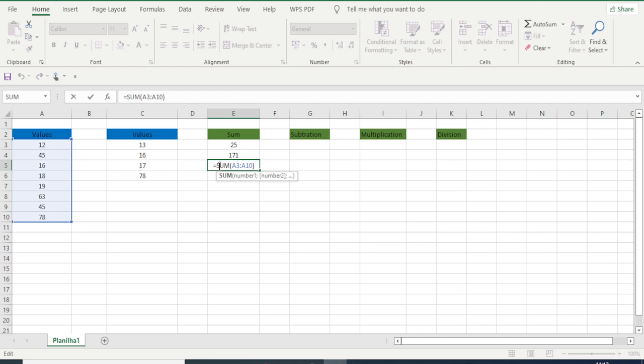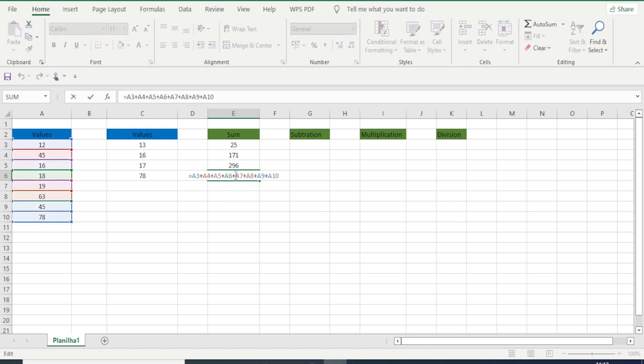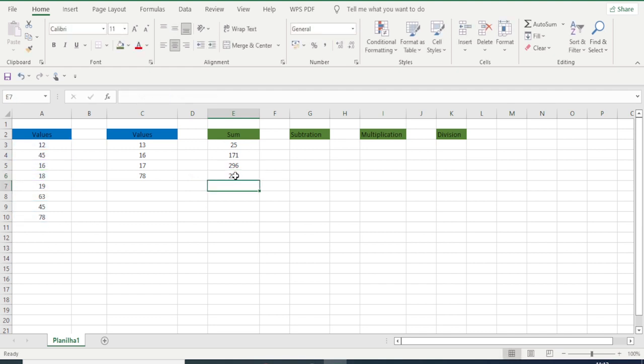Example 3: equals SUM A3 colon A10, adds the contents of cells A3 to A10. Example 4: equals A3 plus A4 plus A5 plus A6 plus A7 plus A8 plus A9 plus A10, adds the contents of cells in the range A3 to A10.